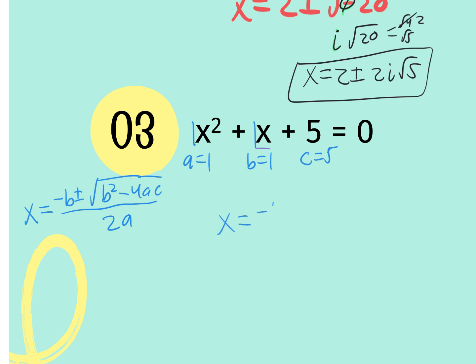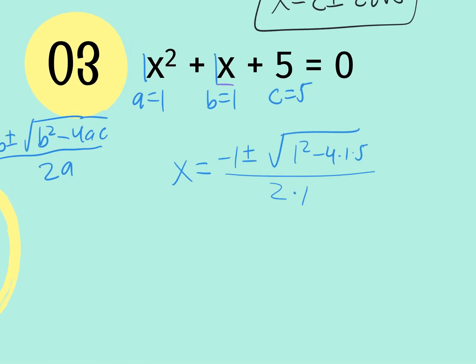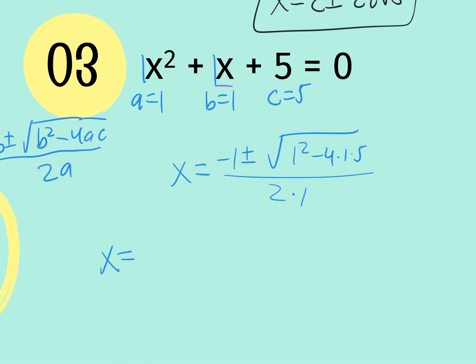So we get x equals negative 1 plus or minus the square root of 1 squared minus 4 times 1 times 5 over 2 times 1. Again, I just plugged in a, b, and c into our formula, right? 1, 1, and 5. And then simplifying this answer, we get x equals negative 1 plus or minus the square root of 1 squared is 1, minus 4 times 1 is 4 times 5 is 20, over 2 times 1 is 2.